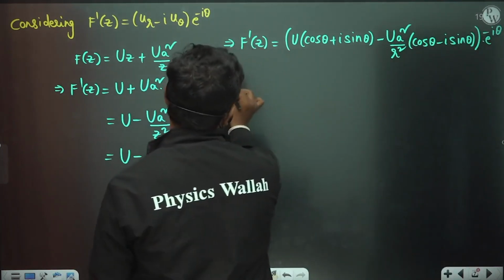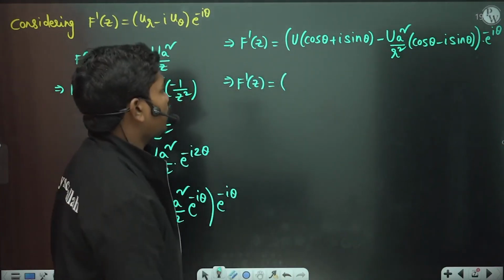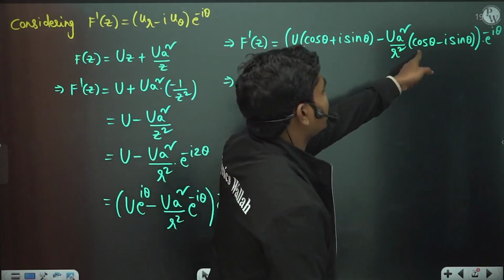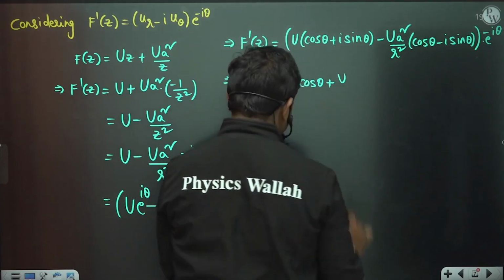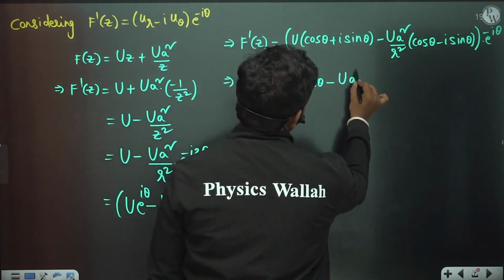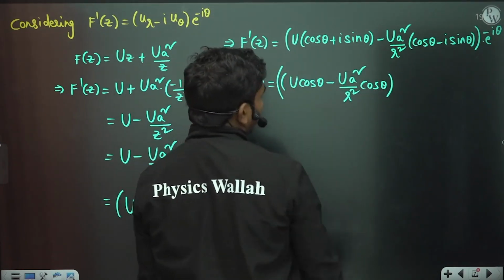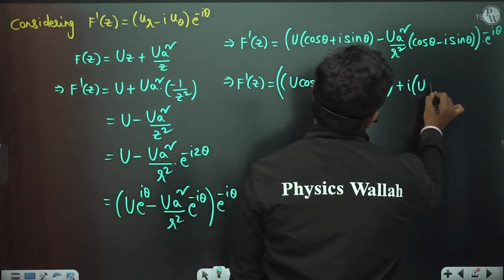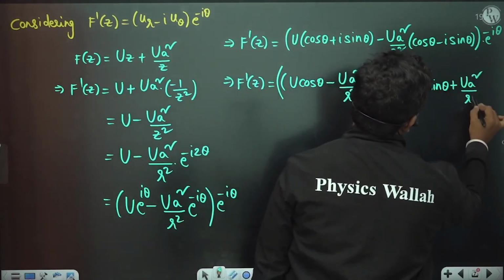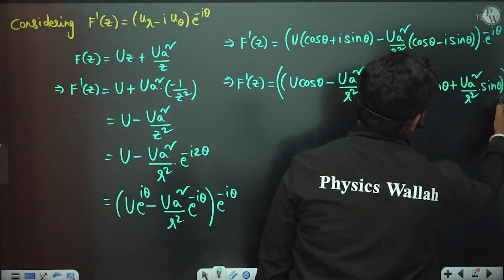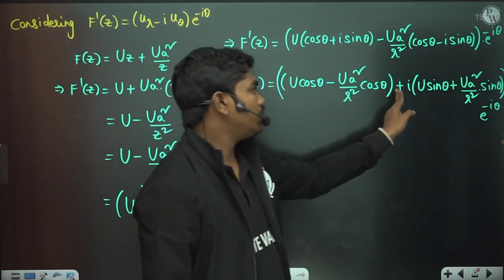Okay, so if you simplify, f dash of z is equal to, now take the real part actually. If you take the real part, U cos theta minus U a² by r² cos theta. So this is the real part, plus i times (U sin theta plus U a² by r² times sin theta). So this total value is multiplied with e power minus i theta. Now since you want this minus sign here, what we'll do, we will adjust one minus sign all over.